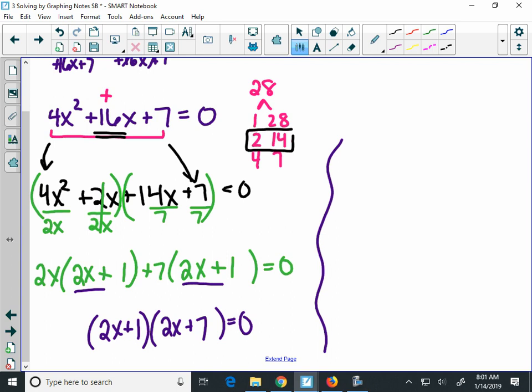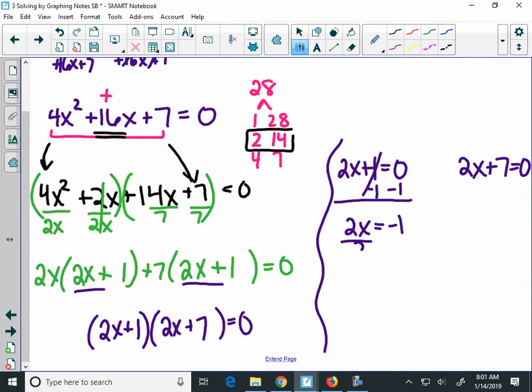Again, we're using the zero product law to solve. So I take each factor and set it equal to 0. Now I'm going to solve for x. I'm going to start by subtracting 1. So I'll have 2x equals negative 1 and divide by 2. So I get that one solution is at negative 1/2.